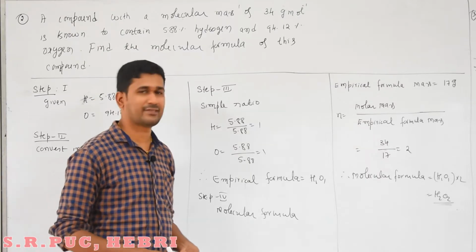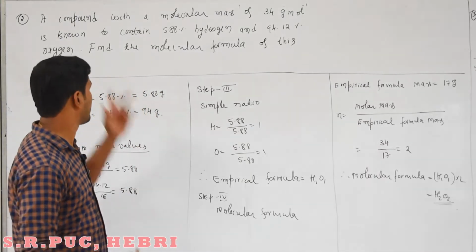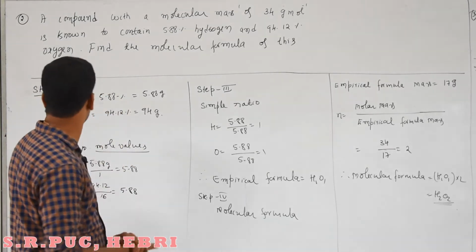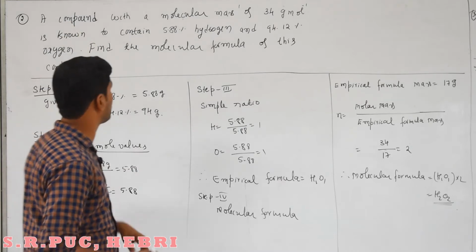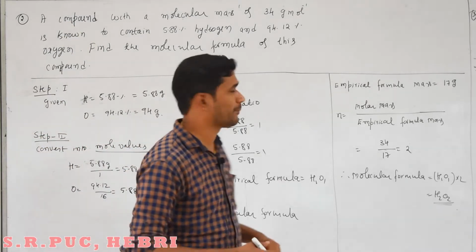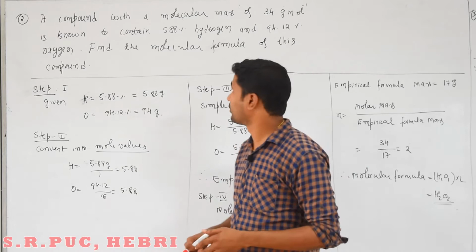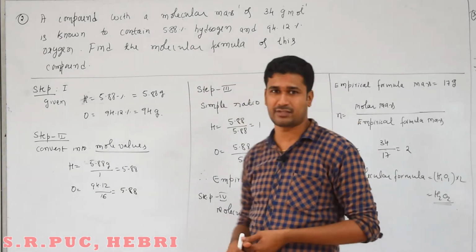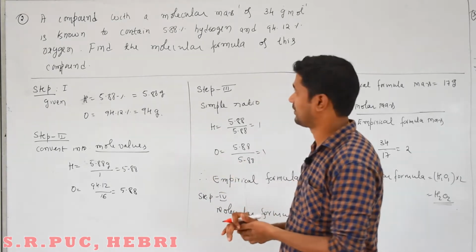Hello students, in our previous class we were discussing calculation of empirical formula and molecular formula. So next, question number 2, it's given like this: a compound with a molecular mass of 34 gram per mole is known to contain 5.88% of hydrogen and 94.12% of oxygen. Find the molecular formula of this compound.